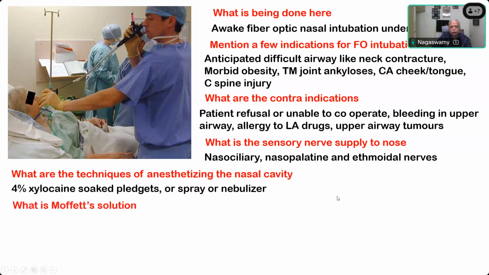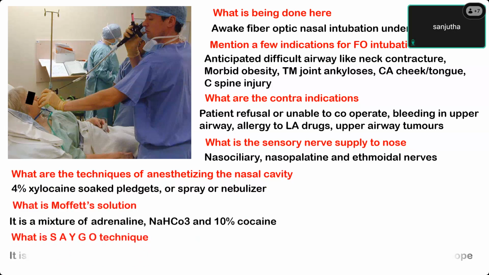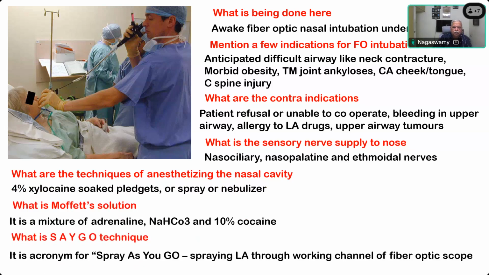What is Moffett's solution? So it is a mixture of local anesthetics. Which local anesthetic? Cocaine. Yes, sodium bicarbonate and adrenaline. We asked this question earlier. Okay, the mixture of adrenaline, sodium bicarbonate, and 10% cocaine. What is the SAYGO technique? Spray as you go. Through the working channel of the fiber optic scope, called the SAYGO technique.